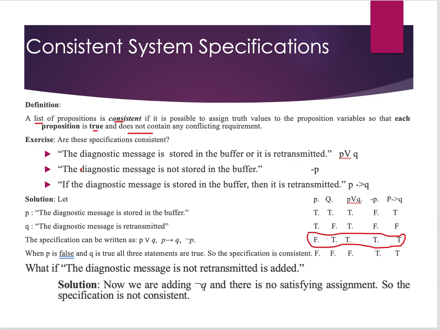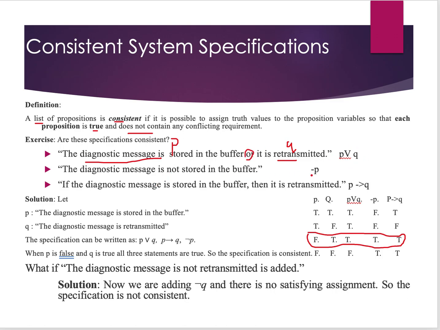lists of propositions. The first one is: the diagnostic message is stored in the buffer or it is retransmitted. Second, the diagnostic message is not stored in the buffer. Third, if the diagnostic message is stored in the buffer, then it is retransmitted. Alright, we let this part be P, and this part be Q. So for the first proposition, the compound is P or Q, because it uses "or" here.